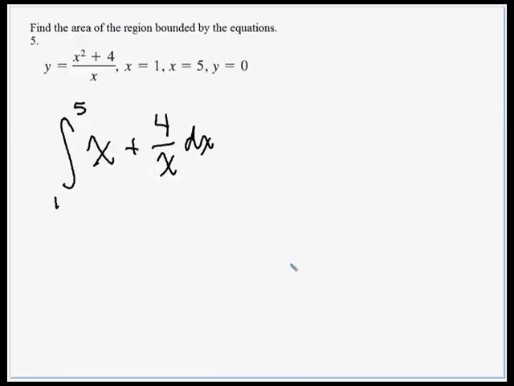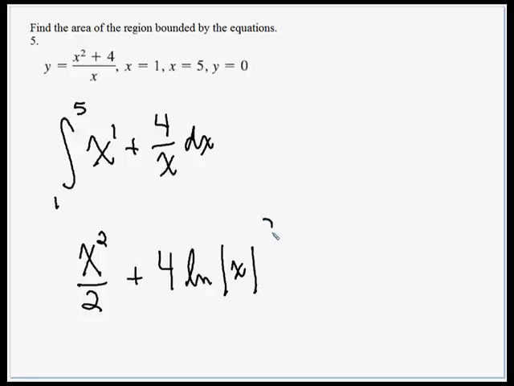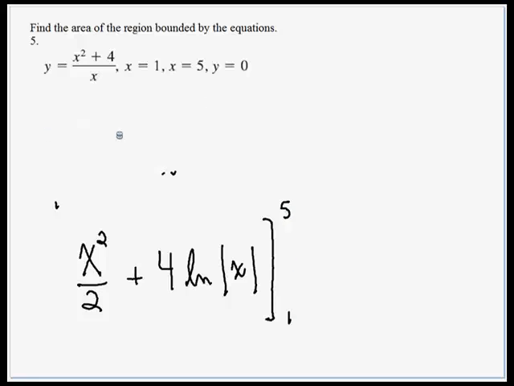So let's do each piece independently. When we integrate the first piece, x to the first power, we raise the power by 1 and divide by the new power, x squared over 2. And then we're going to have plus, if we sort of drop the 4 down front, we'd have a 1 up top, and the integral of 1 over x is the natural log of x. And we'd have 4 times that. So it's going to be 4 times the natural log of the absolute value of x, and this whole integral will be evaluated from 1 to 5. And we could drop the absolute value bars right now since our upper and lower limits are both positive numbers.